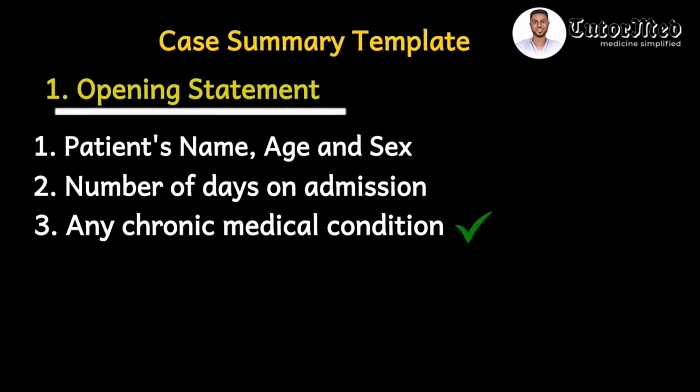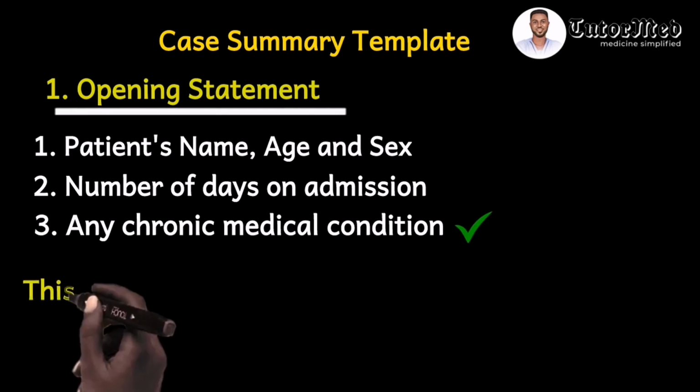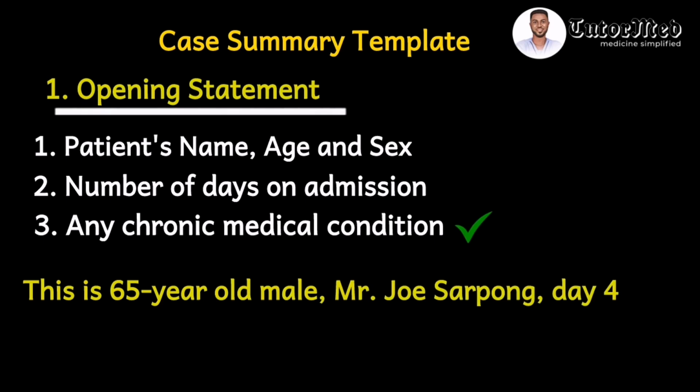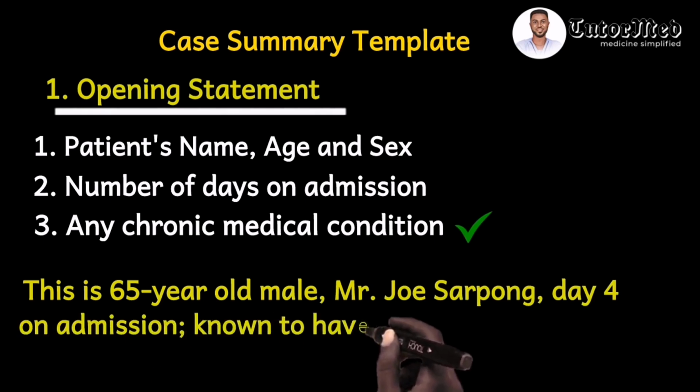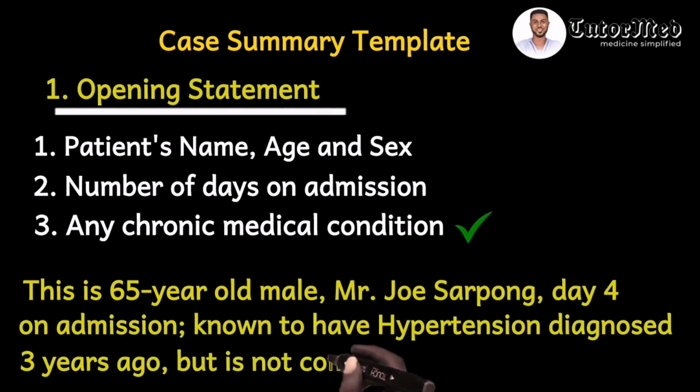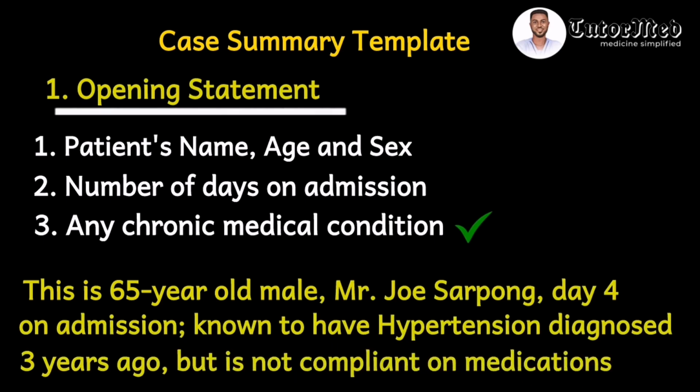And so an example of an opening statement will be, this is 65-year-old male, Mr. Joe Sapon, day 4 on admission, known to have hypertension diagnosed 3 years ago, but is not compliant on his medication.